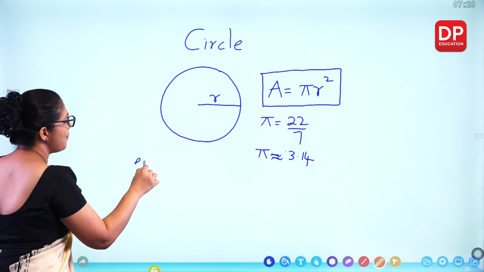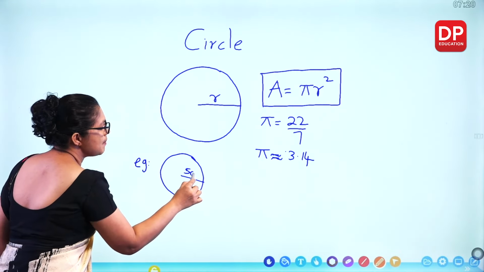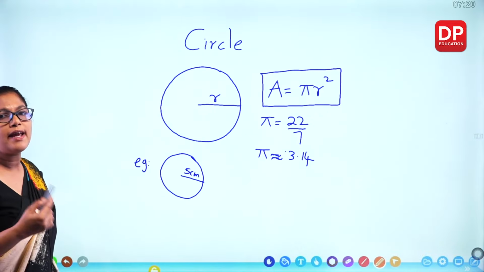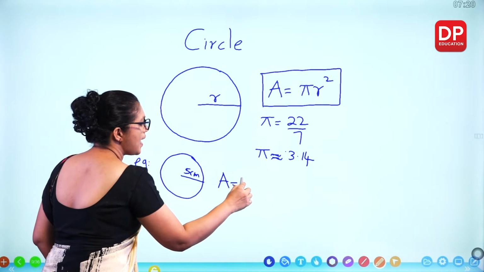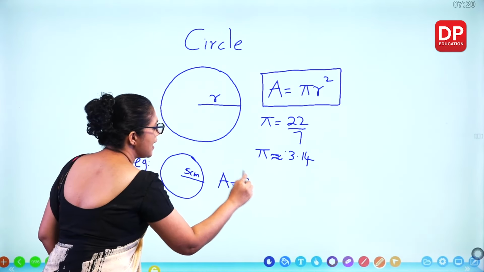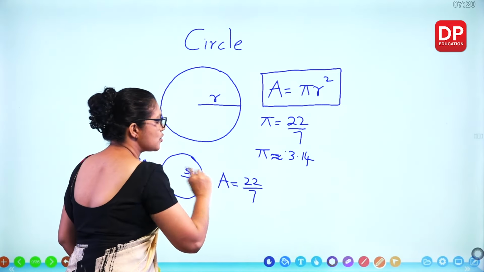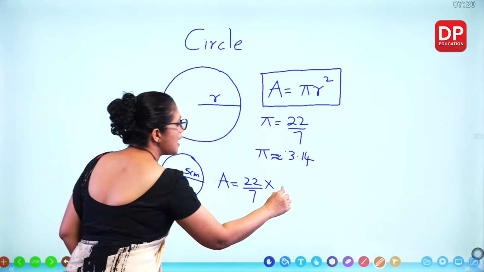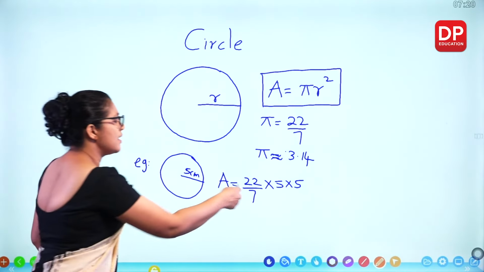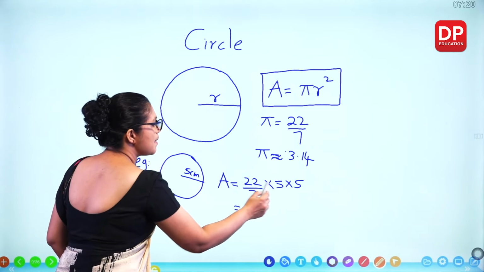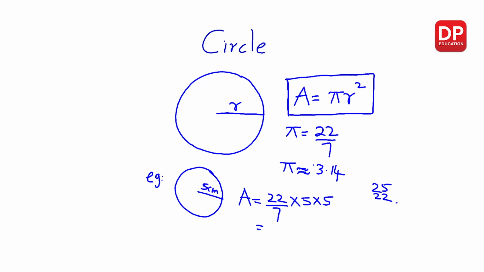Now we'll take an example. You are given a circle with 5 centimeters as the radius. Find the area of this circle. So for the area, straight away you can use the formula pi r squared. Pi, you can take either 22/7 or 3.14. I'll take 22/7, times 5 times 5. We can't simplify here, so just multiply. 5 times 5 is 25. 25 times 22.